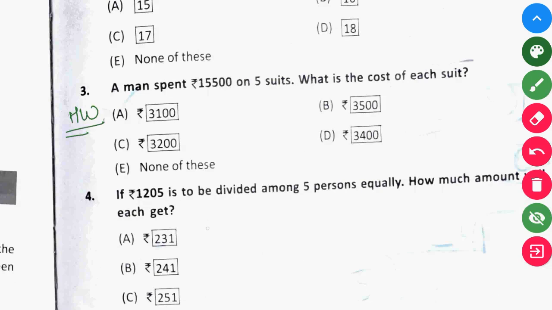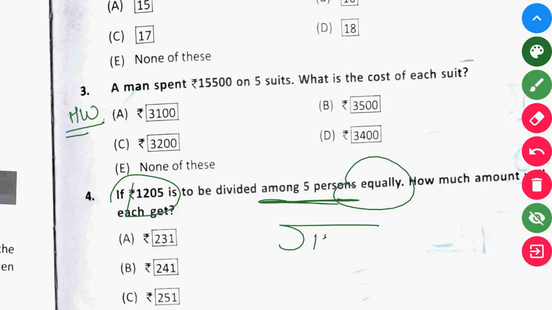Okay, try it at home. Now 1205 is to be divided among 5 persons. Now see, this much rupees is to be divided among 5 persons equally. How much amount will each one get? Again this: 1205 is divided by 5.